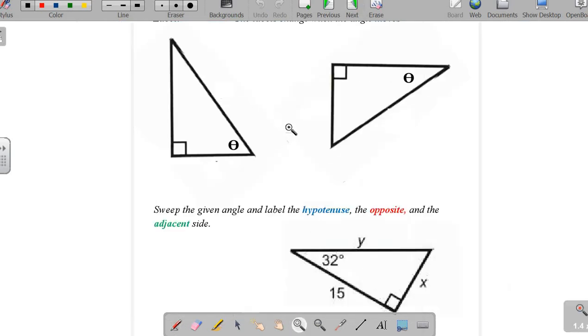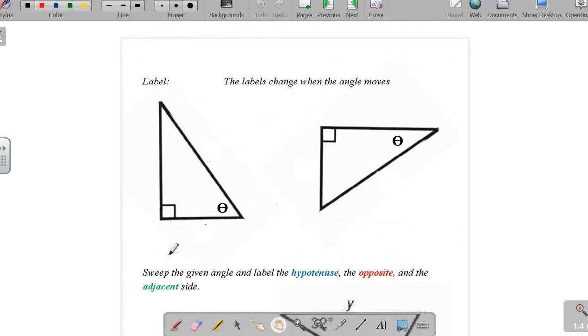So, labeling. If we're working with this theta right here, this angle, go across, that would be considered your opposite side. The side next to the angle would be adjacent. And of course, the right angle always points to the hypo.